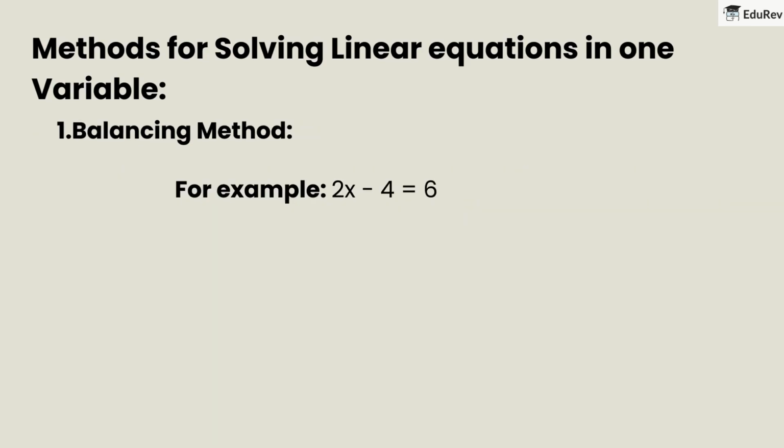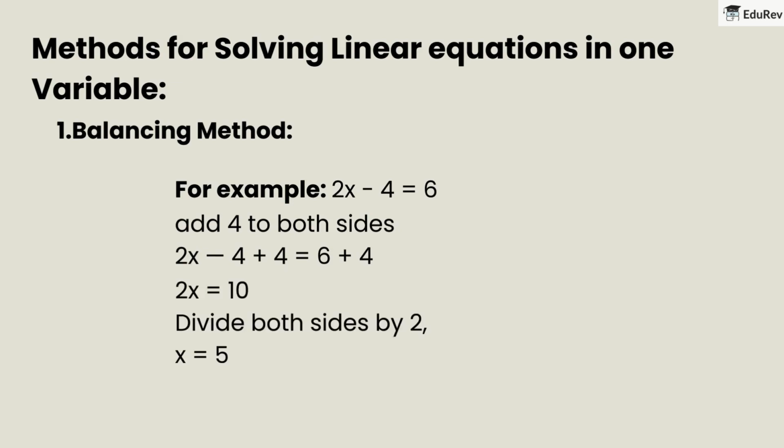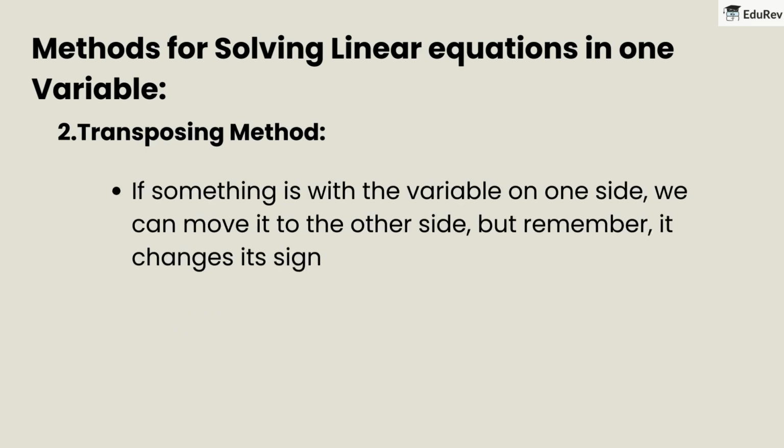If we have 2x - 4 = 6, and we add 4 to both sides, we get 2x = 10. Then, if we divide both sides by 2, we find out x = 5. See? We balanced it.